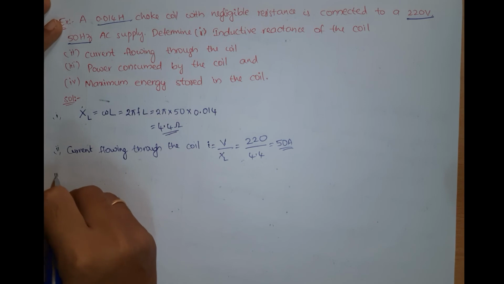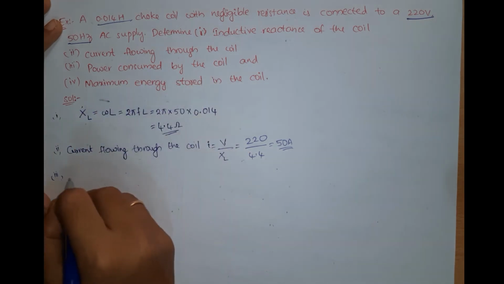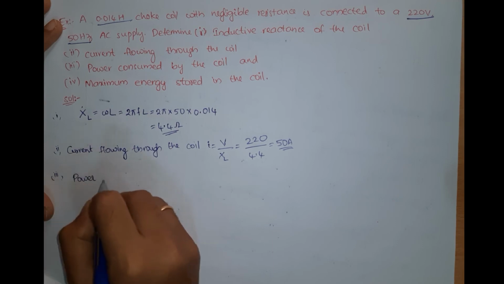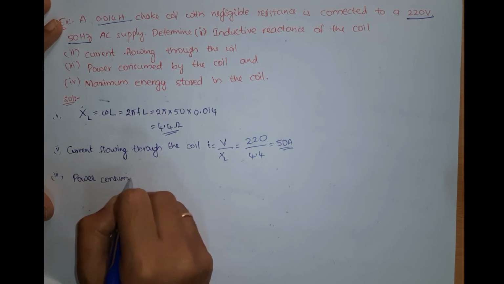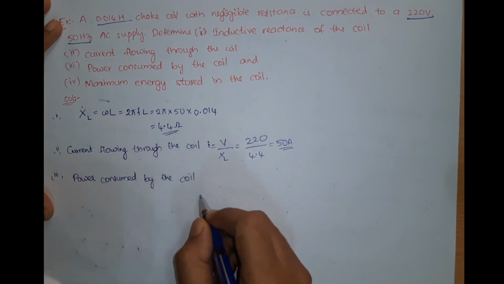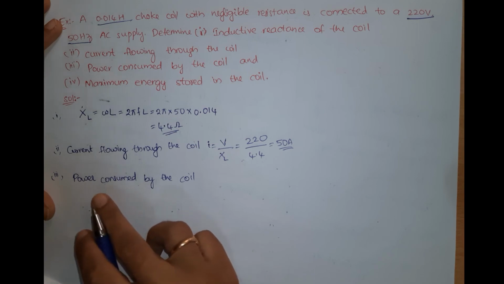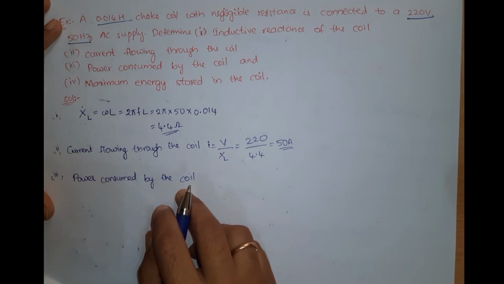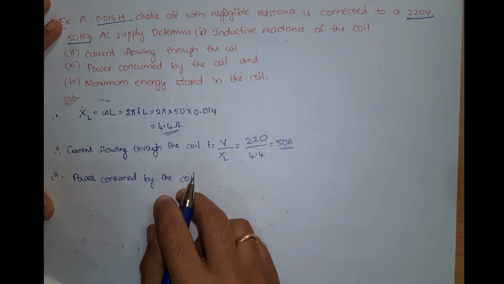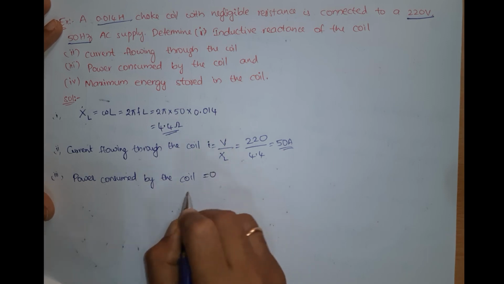And the next one asked is power consumed by the coil. We have seen that instantaneous power has some value, but the total average power is 0. So here power consumed is asked, not the instantaneous power. So power consumed is nothing but the average power. That is what the question is, right? So it will be 0.